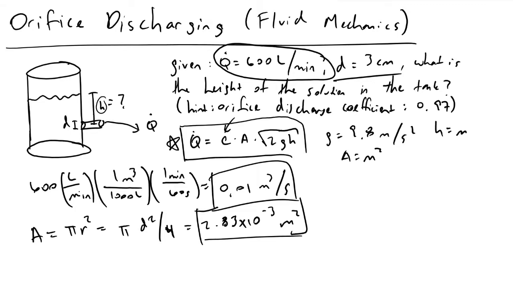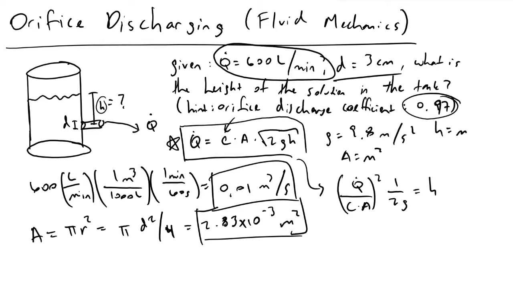Now with those two terms figured out, and because we were also given our discharge coefficient, which was 0.97, we can go ahead and evaluate this by algebraically rearranging it for height. Doing that, we would divide both sides by CA, and we would square it, and then we would multiply it by 1 over 2g, and this would be equal to our height. After we solve for this, what we would find is that our height would be approximately 0.64 meters.